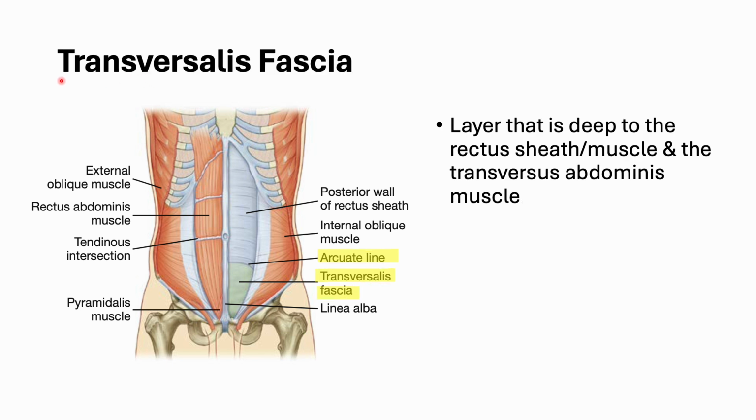But next we're going to talk about the transversalis fascia, and that's that layer that's deep to the rectus sheath and muscle, as well as the rectus abdominis muscle. So that's what this kind of green layer is right here.